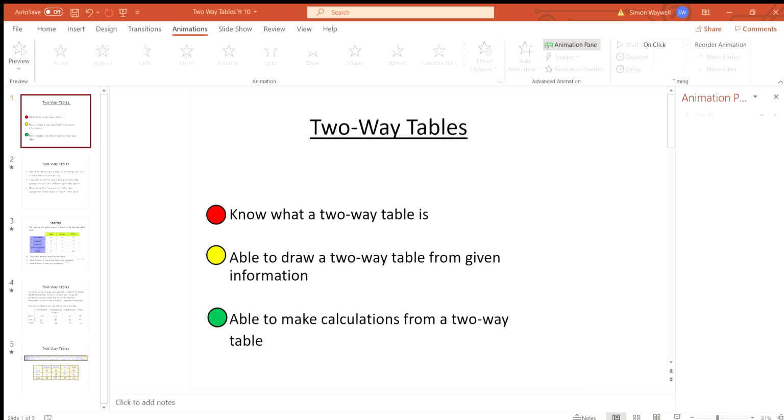So we have looked at what two-way tables are. We have answered some questions on two-way tables, and we've used information to fill in two-way tables. Those are your 3 tasks to do today.